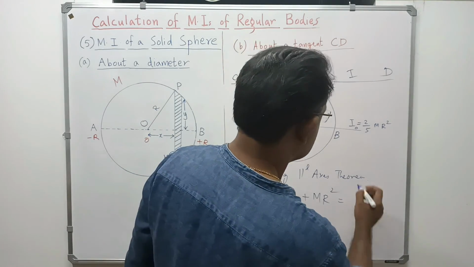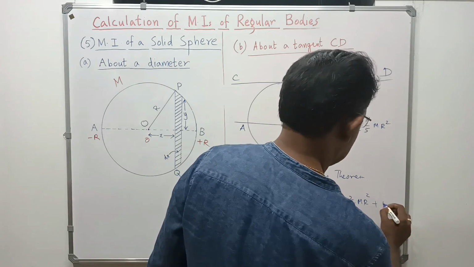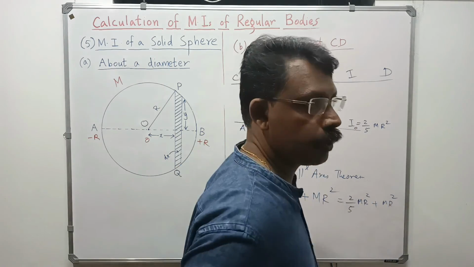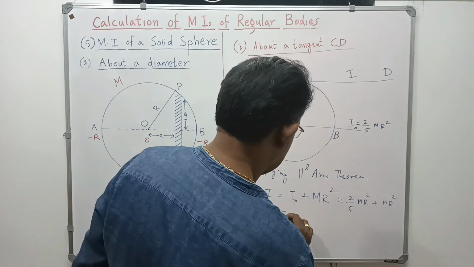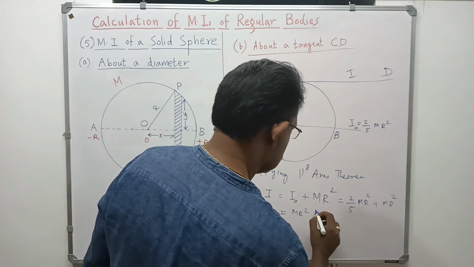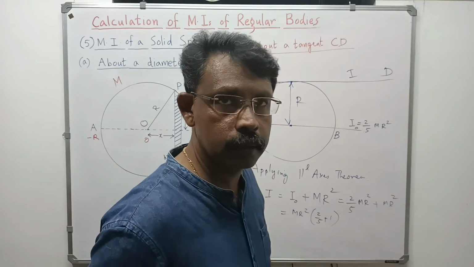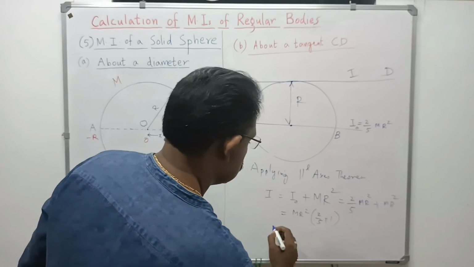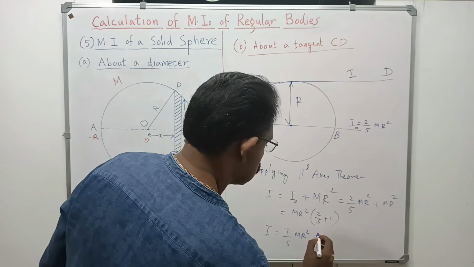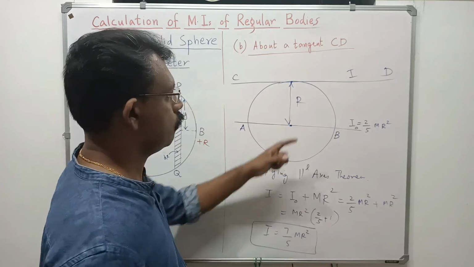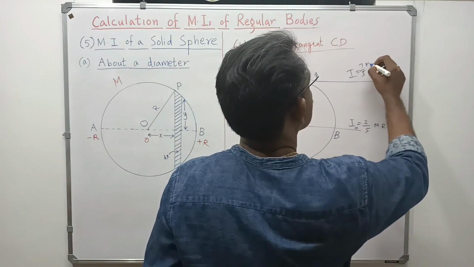So now I0 is 2 by 5 mr squared, plus mr squared. What is 2 by 5 mr squared plus mr squared? It is mr squared into 2 by 5 plus 1, which is 7 by 5. So I is equal to 7 by 5 mr squared. So I can write this as 7 by 5 mr squared.